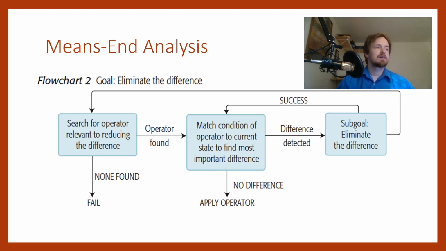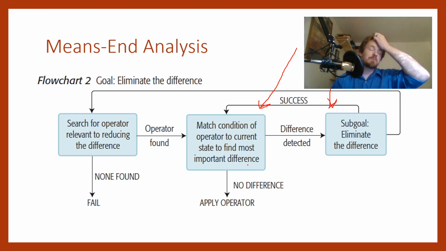Basically, the only difference here is that we've added in this component right here, where we're going to be trying to reduce the difference. And if we can't do that, then we're going to try to create a sub goal so that we can reduce the difference to get us closer to our ultimate goal state.